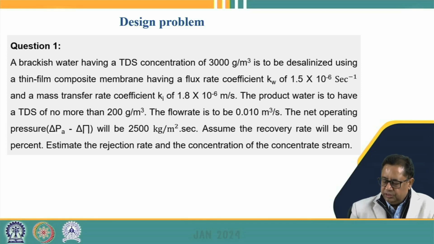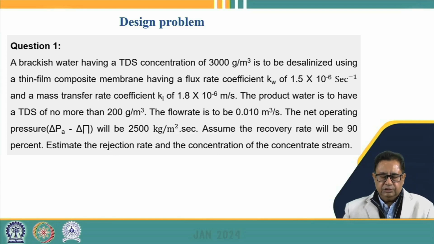If we assume that the recovery rate is 90%, then we have to estimate the rejection rate. Recovery rate means how much water we are recovering, so around 90% of the water we are recovering from the membrane process. The rejection rate means how much salt is being rejected by such a process, and what is the concentration of the salt in the concentrate stream.